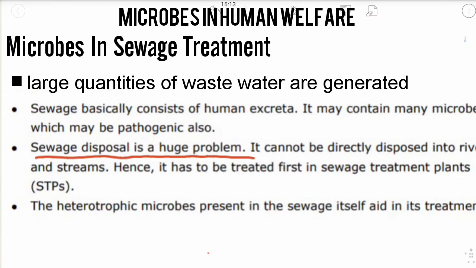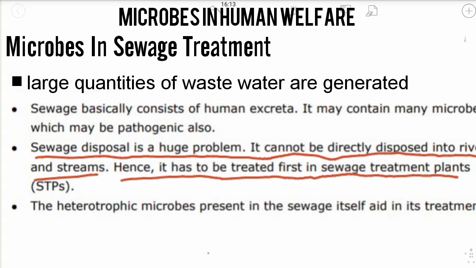Sewage disposal is a huge problem. It cannot be directly disposed into rivers and streams. Hence, it has to be treated first in sewage treatment plants (STPs). Disposal of sewage is the most important problem because you cannot throw it in the rivers as well as in the streams, as it creates pollution in the atmosphere as well as in the rivers, which is very dangerous and causes diseases in human beings. So first it must be treated with the sewage treatment plants, which is very necessary.